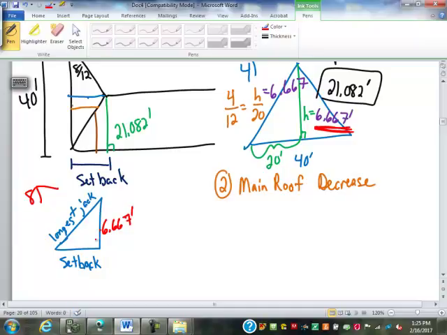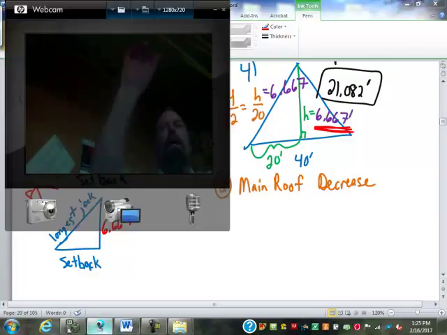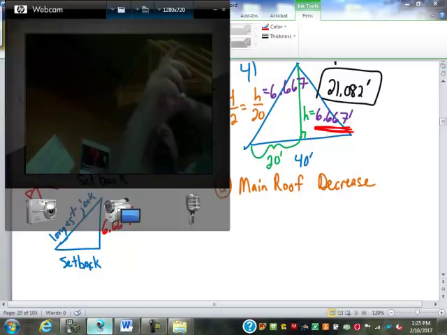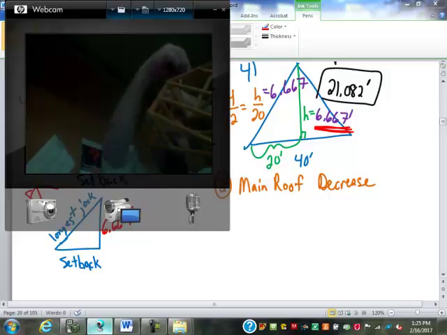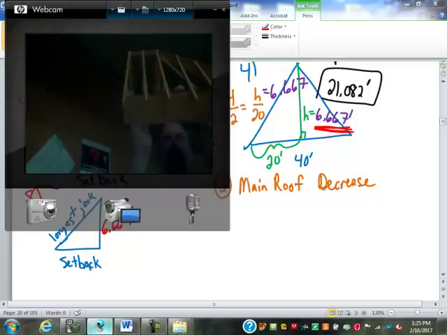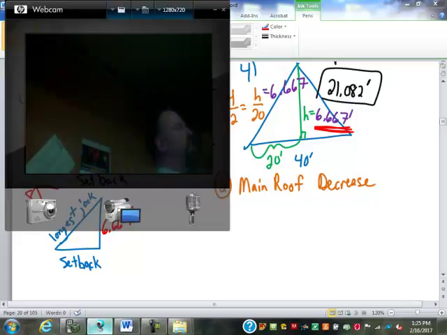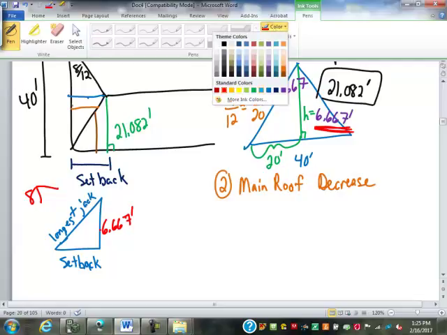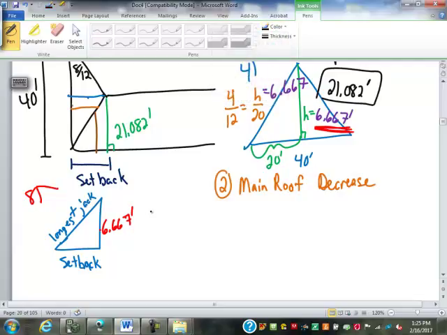How do I know the height is 6.667? Yeah, the peaks have to come out, right? When I'm looking at this thing here, the height on the main roof coming up here, this is the height, right? Well, that has to be the same height coming up on the hip roof right here. That's still that same height. So it's the same height no matter what direction I'm coming from.